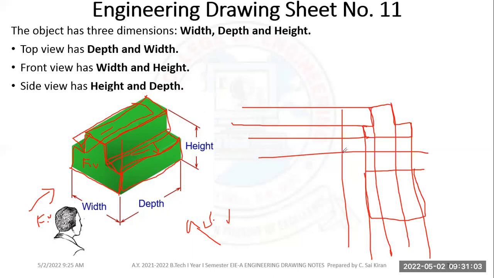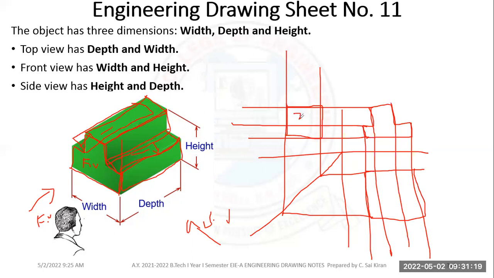Okay, then draw the 45 degrees line, then project this line to here, project this line to here, then project this line vertically above, project this line vertically above. Then you can see the two rectangles. This is my first rectangle, this is my second rectangle, which I can see in the side view. So these two I can see here. Like this you have to draw.